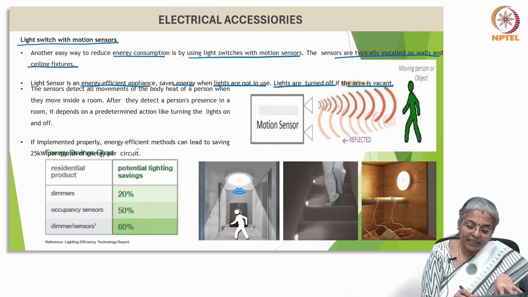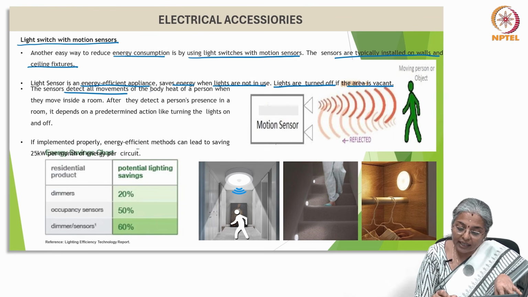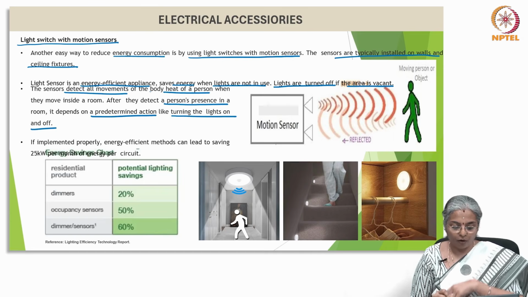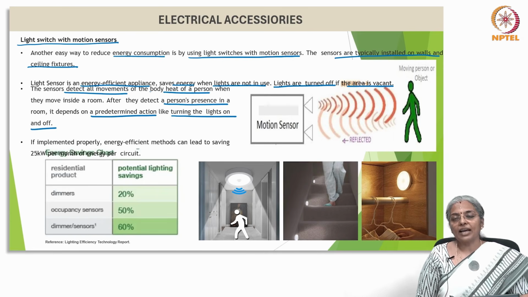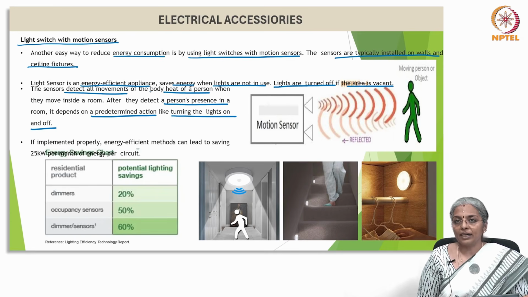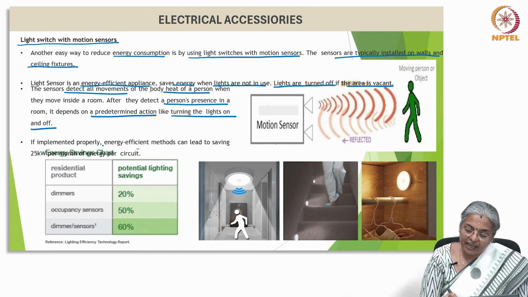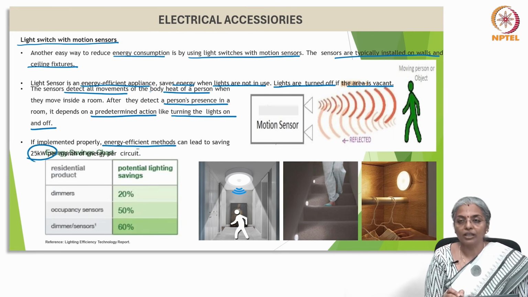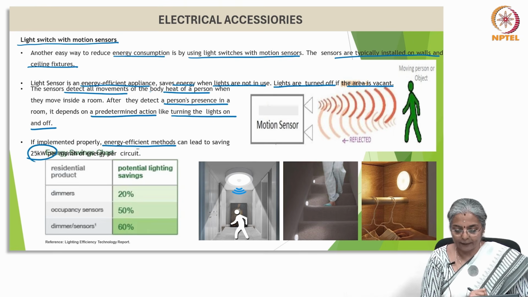So, the sensor will detect all movements of the heat of the person when they move inside the room. After they detect the person's presence in the room, it depends on a predetermined action like turning the lights on and off. So, if we are able to implement this properly, then it's a very energy efficient method and it can lead to savings of 25 kilowatts per month of energy per circuit.